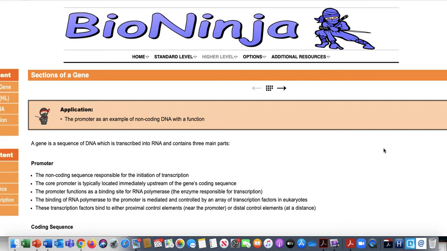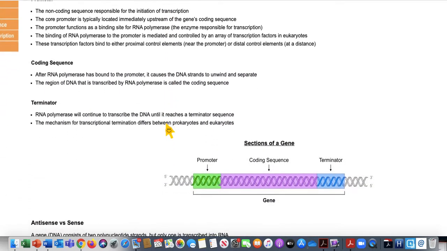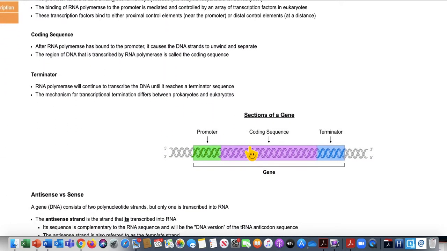Students, today we are going to continue 7.2 and we're going to learn a little bit about the structure of a gene and the parts of the gene, and then we're going to learn a little bit about gene expression. So we're going to start with our application statement, which says the promoter is an example of a non-coding DNA with a function. So then we need to be able to understand the difference between what is a coding sequence of DNA and what is a non-coding sequence of DNA.